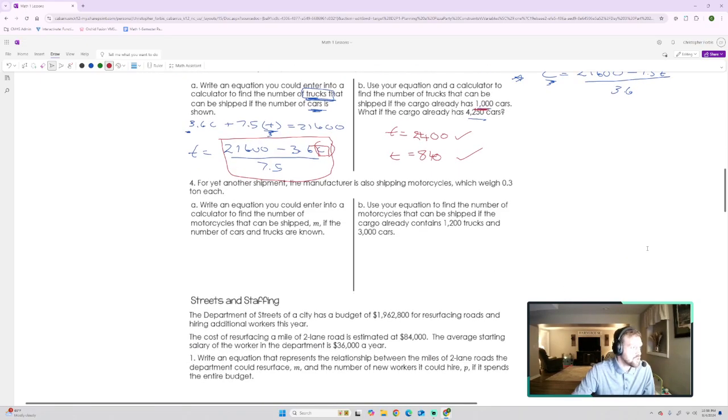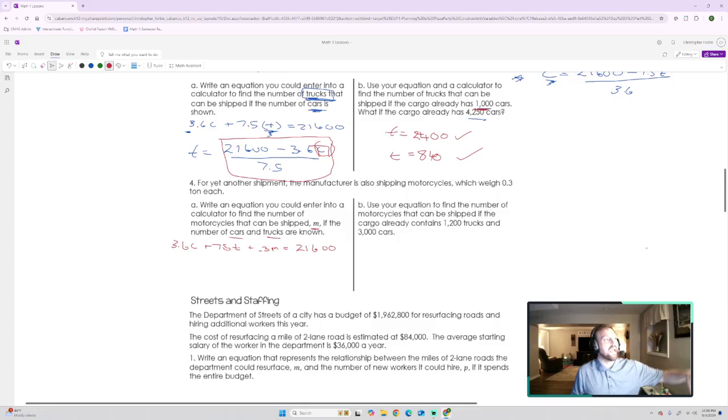For yet another shipment, the manufacturer is also shipping motorcycles, which weigh 0.3 tons each. Write an equation that you could enter into a calculator to find the number of motorcycles, M, that can be shipped if we know the number of cars and trucks. So going back to our original equation, we had 3.6 tons for each car, 7.5 tons for each truck. Now I'm adding in a new vehicle, 0.3 for every motorcycle, and my constraint is still 21,600.